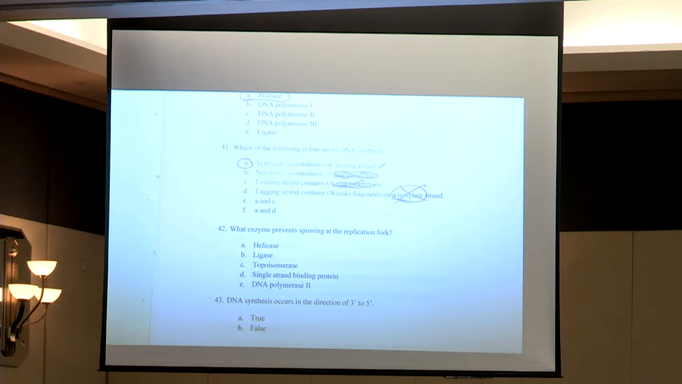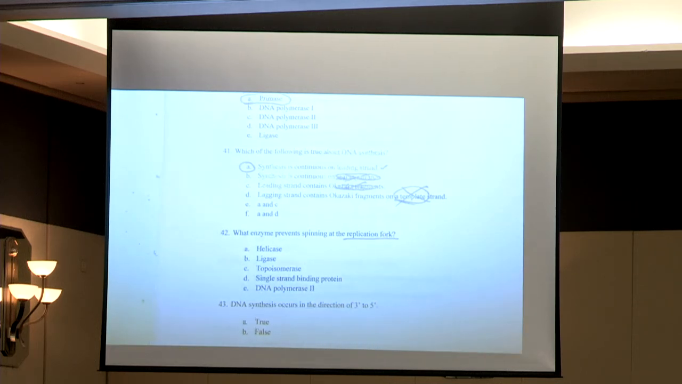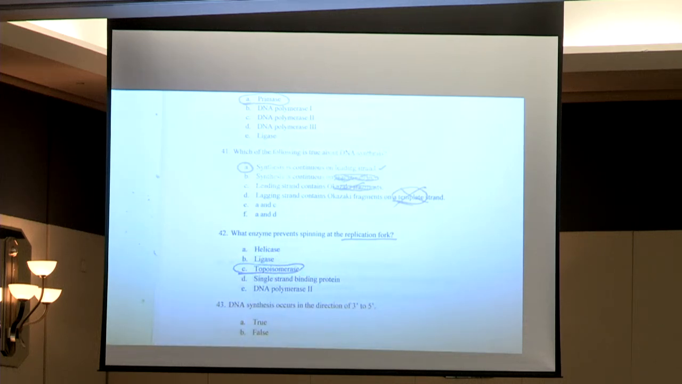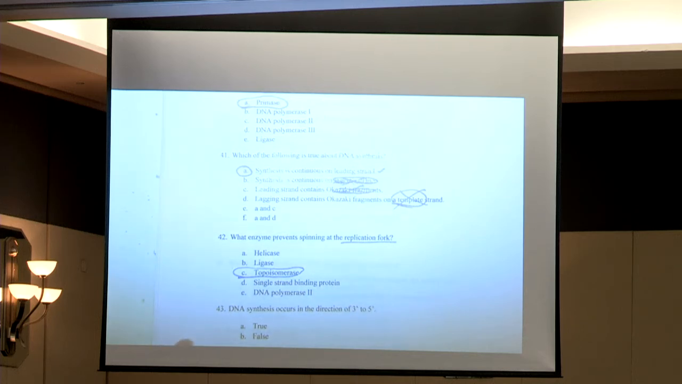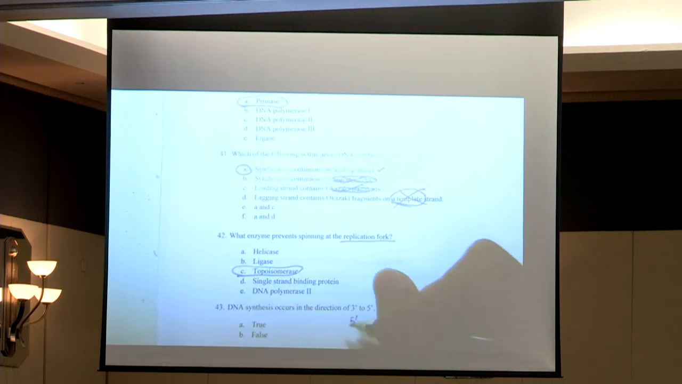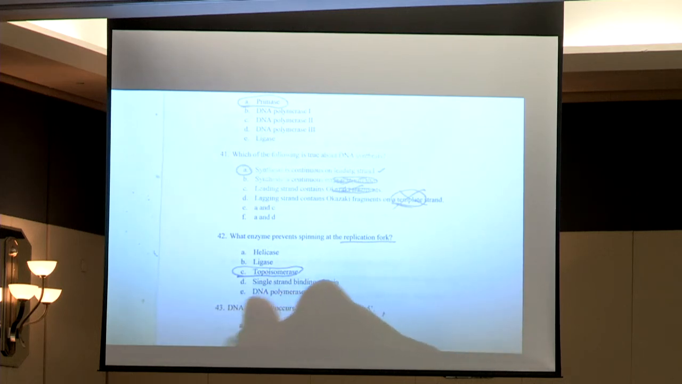So 42, what enzyme prevents spinning or winding at the replication fork? So again, we talked about that. Replication fork has to be topoisomerase, right? So next one, DNA synthesis occurs in the direction of 3 to 5? No, right? So that one has to be from 5 to 3. So this one is false.